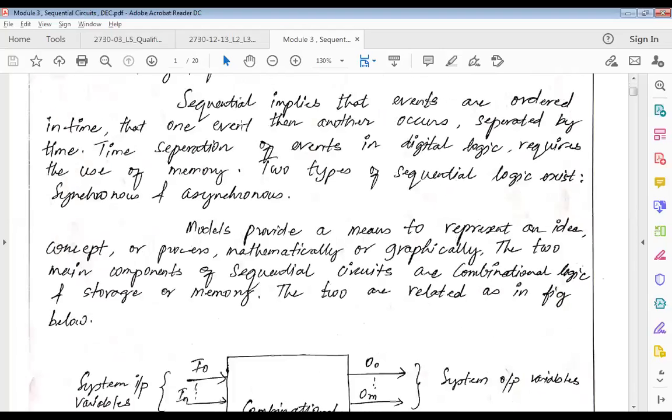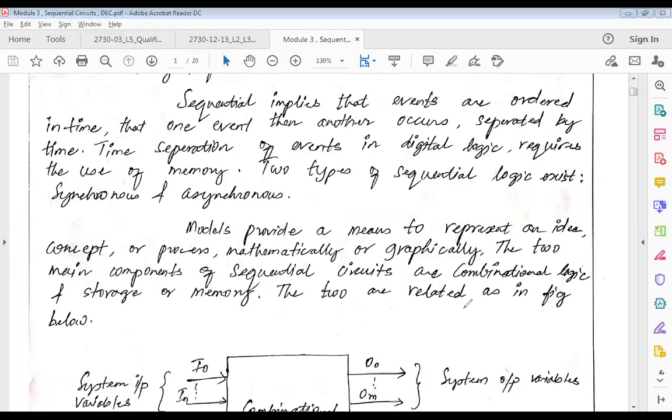Sequential implies that events are ordered in time, that one event then the other occurs, separated by time. The time separation of events in digital logic requires the use of memory. Two types of sequential logic exist, synchronous and asynchronous. So you should make a bifurcation here. Circuits have two types, that is your combinational and sequential. Then again in sequential, you will have your synchronous and asynchronous.